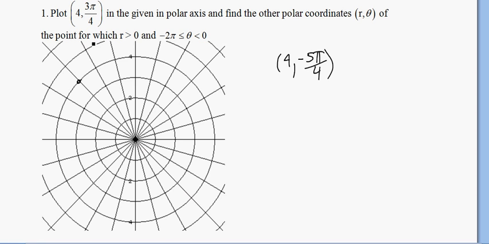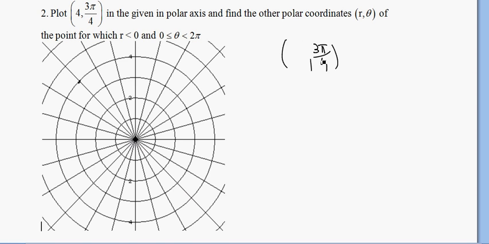We're going to do a couple more examples of this, just with different constraints, whether the radius is positive or negative, and how big the angle is or how negative it is. So here again we have the same point, (4, 3π/4), which is right here, for which the radius is negative but the angle is between 0 and 2π. So we're going to have the same angle, 3π/4. However, we want the angle to be negative.